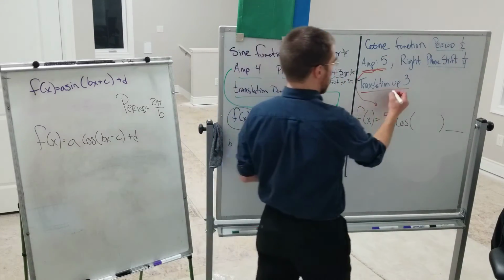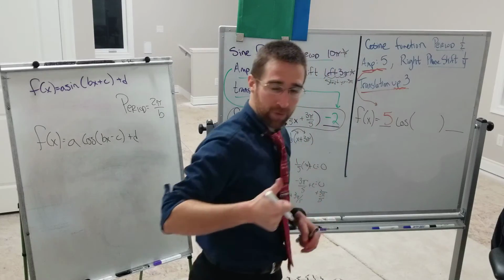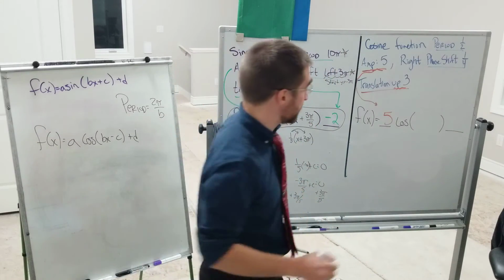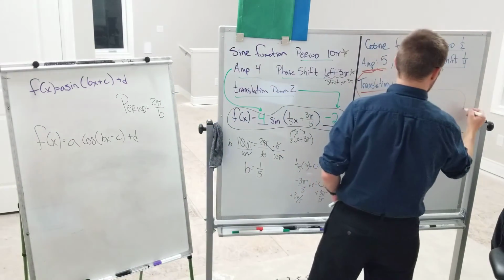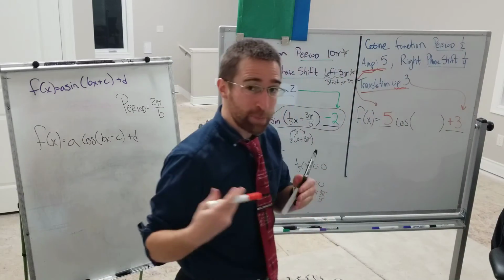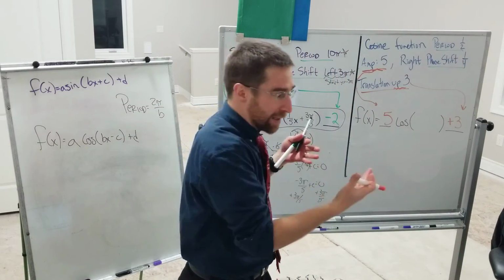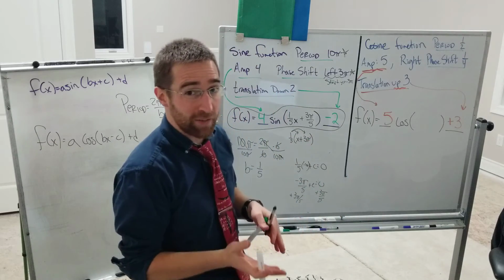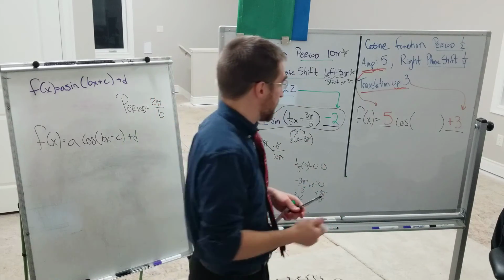The translation up 3 means shift up 3. That means our midline is at y equals 3. That means we have a plus 3 at the end there. Don't forget to put the plus there. It's not just a 3 hanging at the end. It's a plus 3. We're adding 3 to everything, so the whole graph shifts up 3.